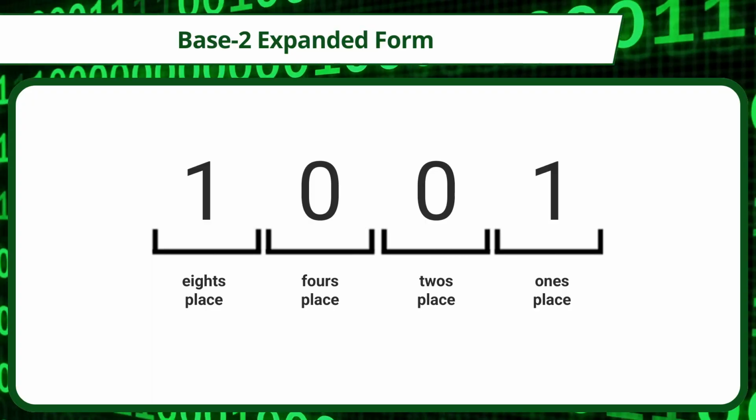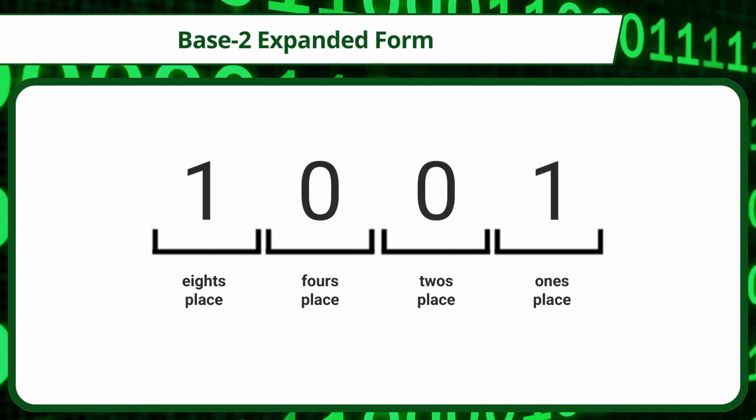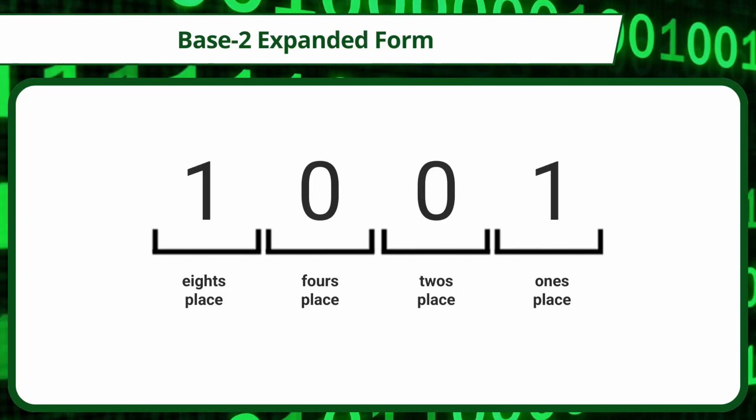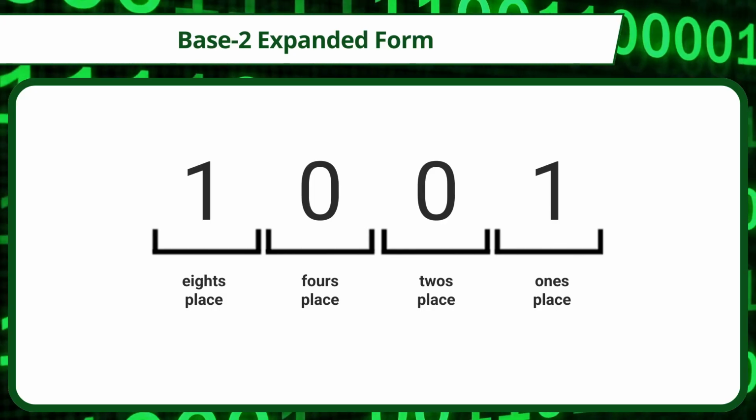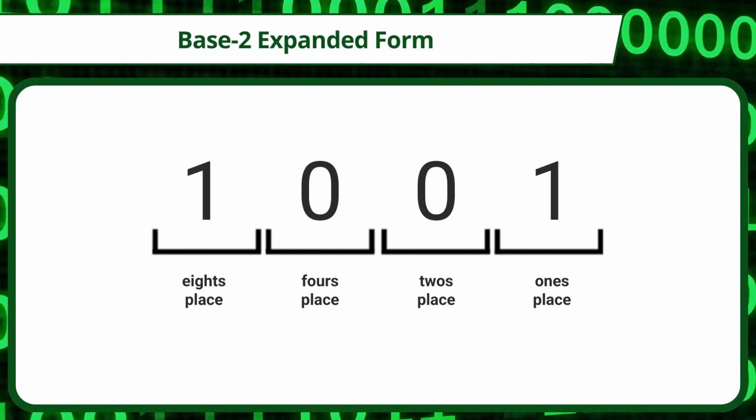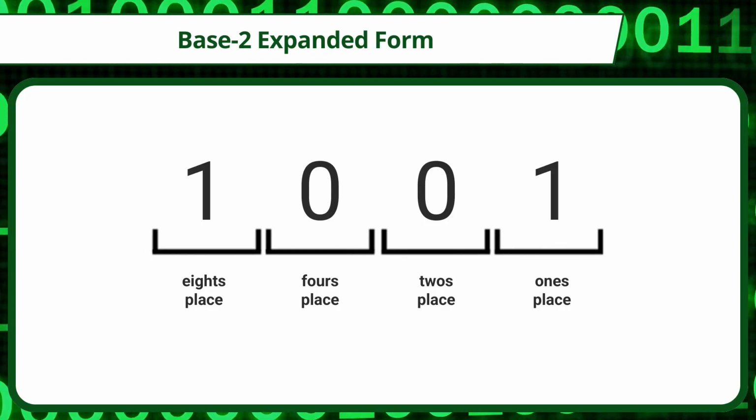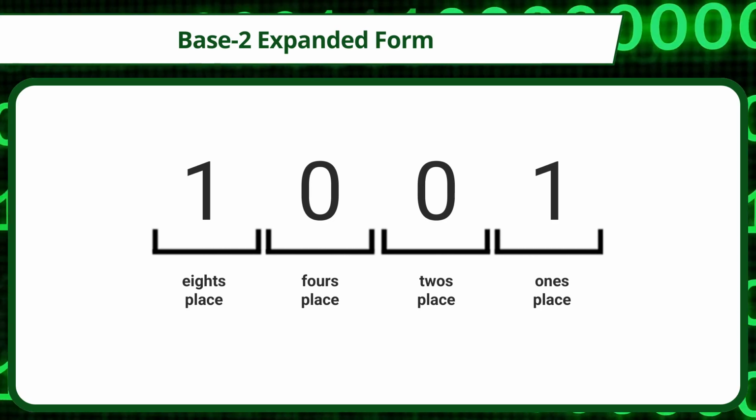When you write a number like 1001, each position matters. The leftmost 1 is located in the 8's place. The 0 beside it is in the 4's place. The next 0 is in the 2's place. And the last 1 is in the 1's place.